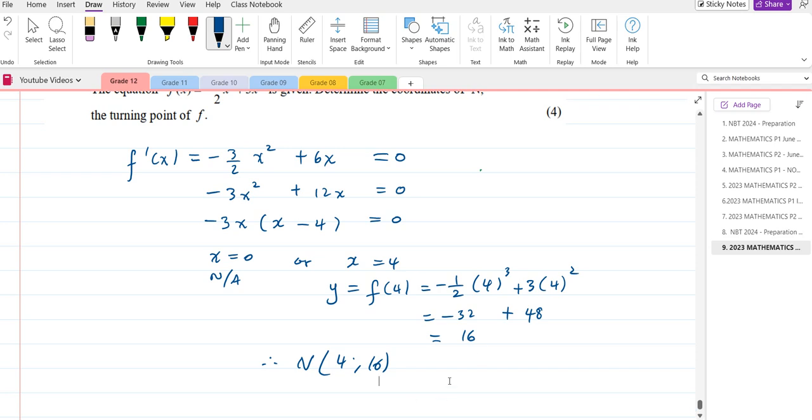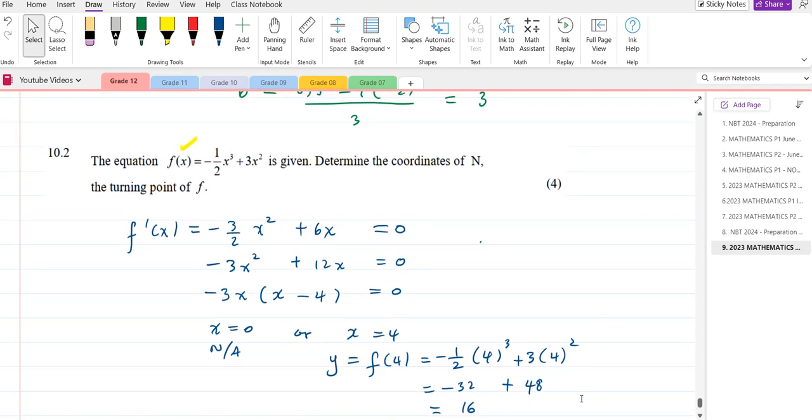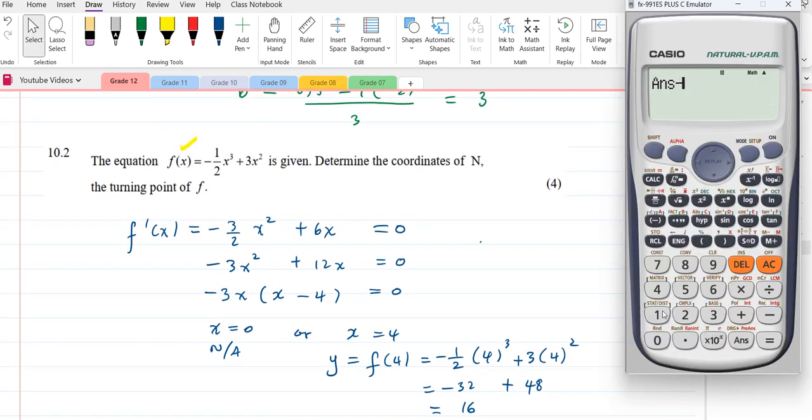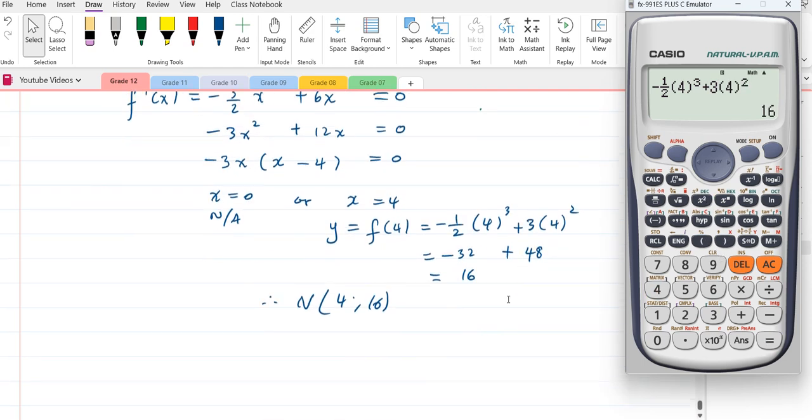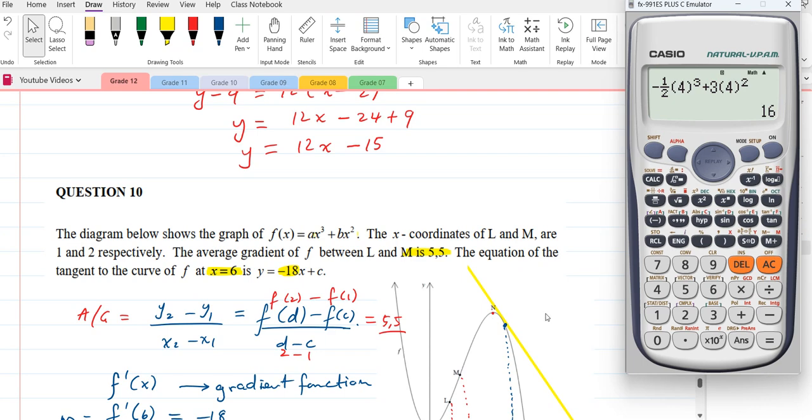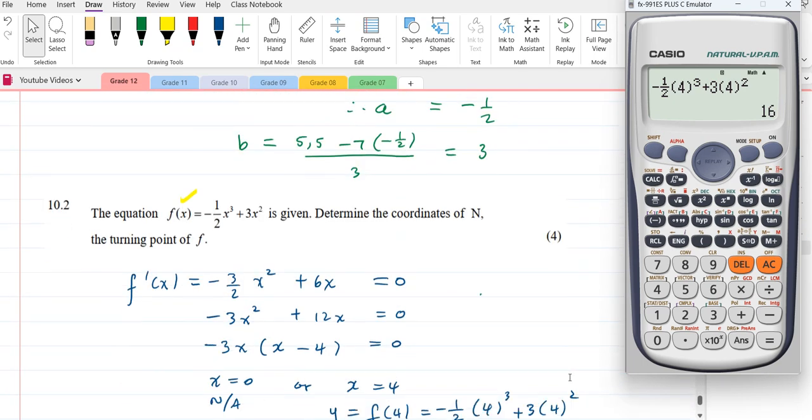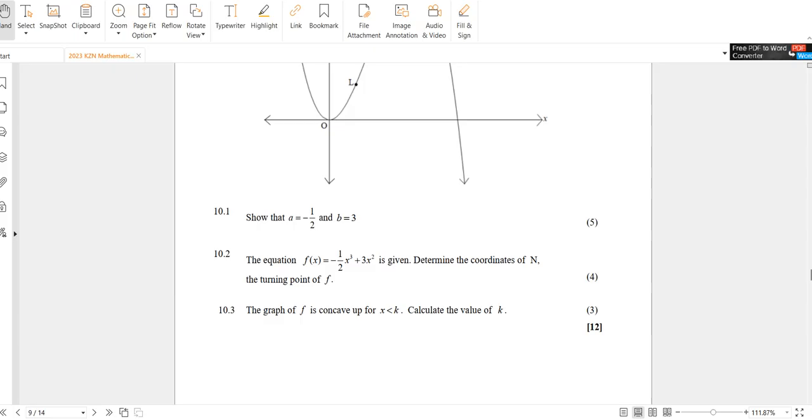I hope you guys are understanding. Let's check if this answer is correct. So we have negative 1 over 2 times 4 cubed, plus 3 times 4 squared. Yeah, I've got 16. So the coordinates of N are 4 and 16. Perfect. Let's move on to the next question.